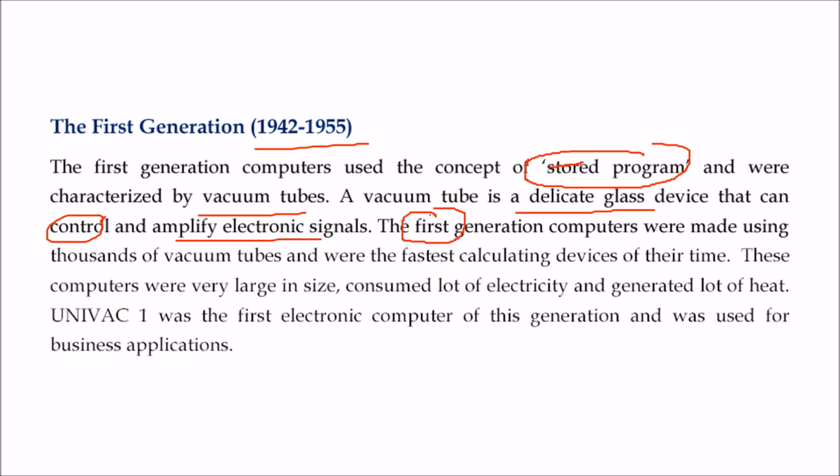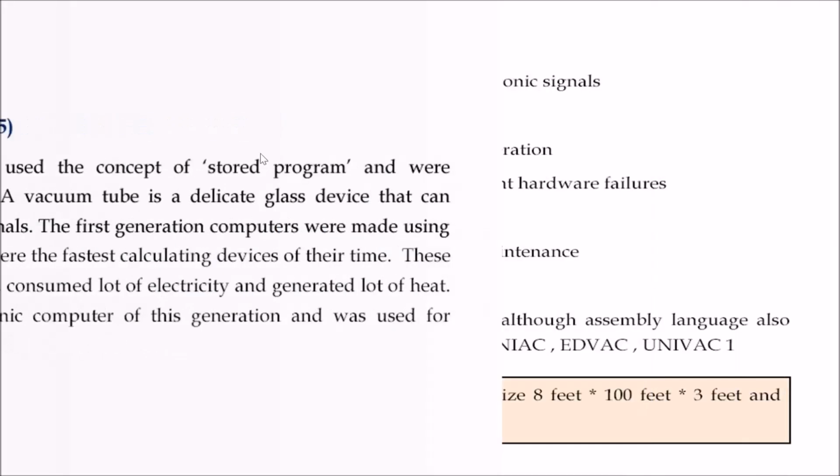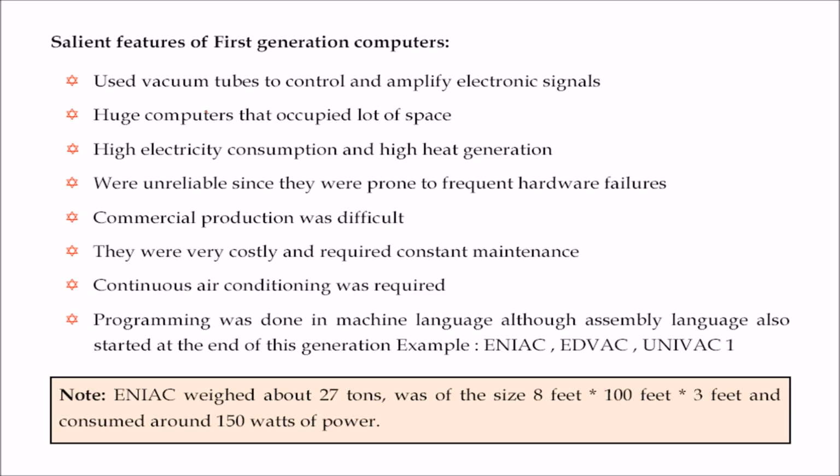So these first generation computers were made using thousands and thousands of vacuum tubes, and at that time they were the fastest calculating devices. These were very large in size, consumed a lot of electricity, and produced a lot of heat. UNIVAC 1 is the first electronic computer of this generation and was used for business applications. So the salient features of first generation computers: they used vacuum tubes to control and amplify electronic signals, and they were very huge. They occupied a lot of space. The electricity consumption was quite high and the heat generation was immense.